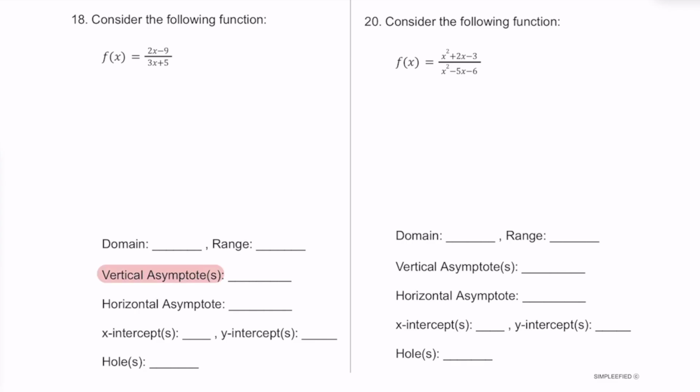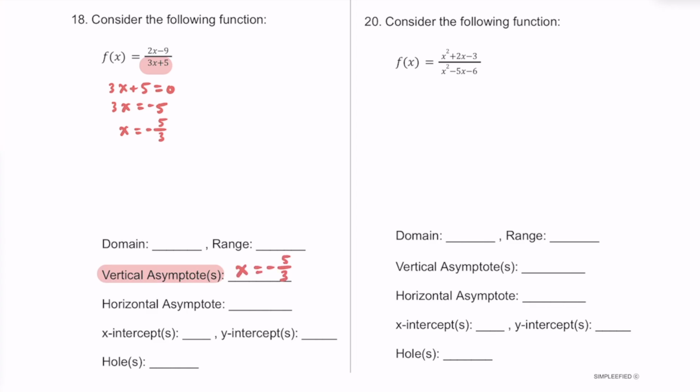Let's start with the vertical asymptote. Remember, that's going to occur when the denominator is set equal to 0, and we don't have to worry about holes in this case because nothing's going to be canceling out at all. If we set the denominator equal to 0, we can find where the vertical asymptote is. We can take away 5 from both sides and say 3x is equal to -5, and divide both sides by 3 to say x would be equal to -5/3. So we'd have a vertical asymptote at x equals -5/3.